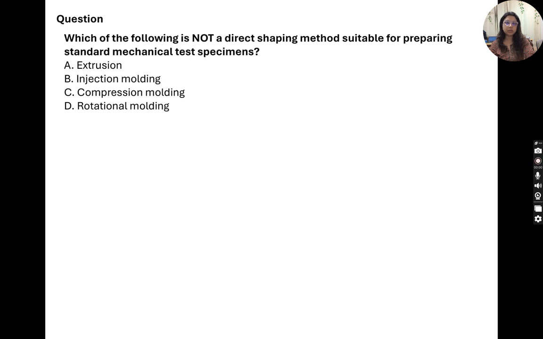If we look at the last session, which happened last Friday, we read about what extrusion, injection molding, compression molding, and terms like that are. So we now have an idea about these processes and what kind of sample we can make from each of them. They are asking which of these techniques we cannot use for mechanical test specimens.